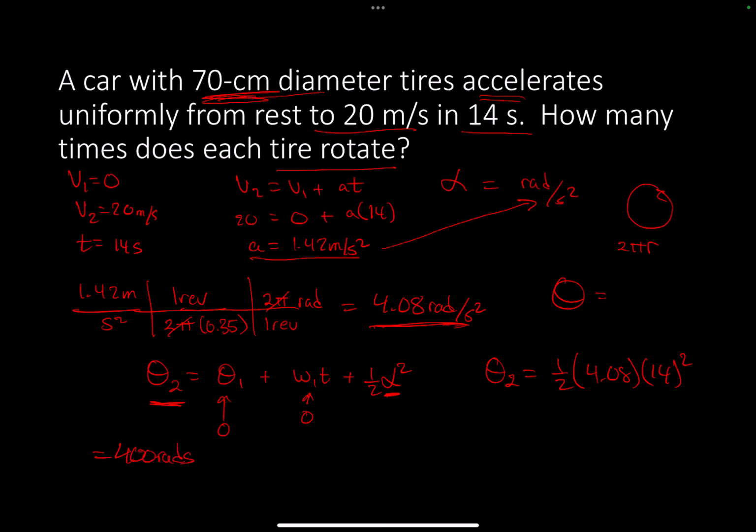rads. Now it's asking for how many times the tire rotates, or I like to say the number of revolutions. If I have 400 rads over 1, I can then say there are 2 pi radians in 1 revolution. And I just take 400 divided by 2 pi, and I get 64 revolutions.